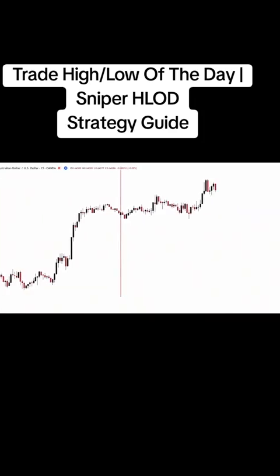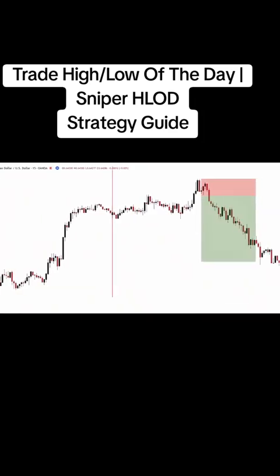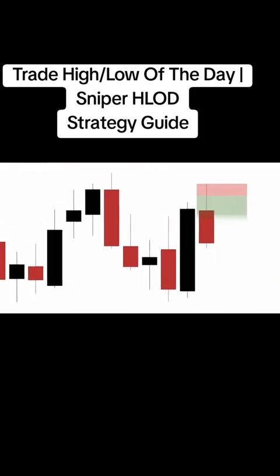Have you wondered how to get in trades at the high or low of the day? Essentially trading the bottom or the top of a daily candle. If so, then let's get started.